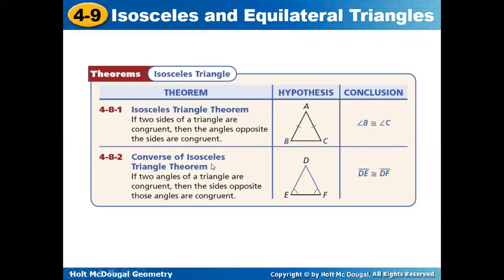The converse of the isosceles triangle theorem: if two angles of a triangle are congruent, then the sides opposite those angles are congruent. So if angle E is congruent to angle F, the side opposite angle E, which is DF, is congruent to the side opposite angle F, which is DE. Okay?